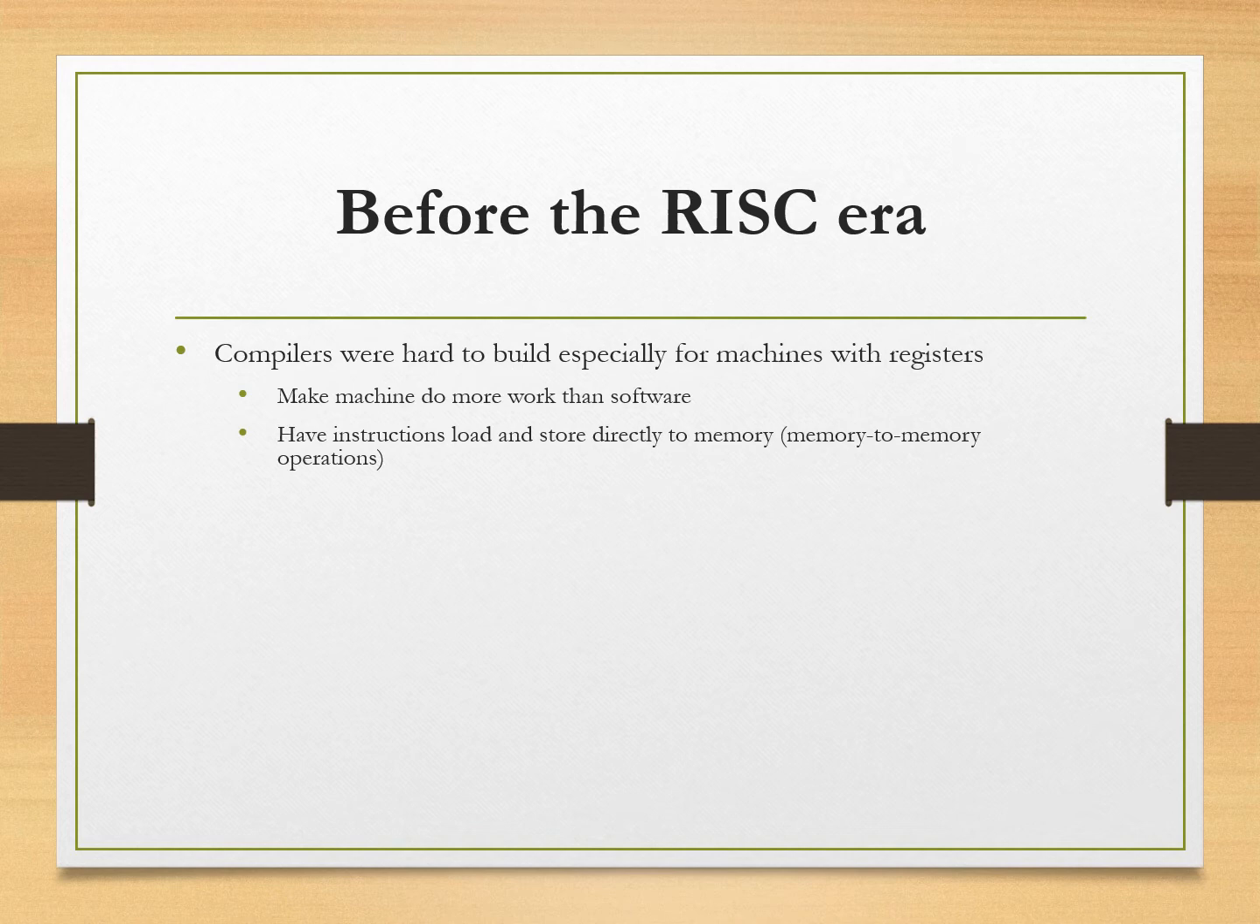Okay, because RISC is all about registers, it means that it didn't involve any memory to register transfer. CISC made the machine do more work than software. Okay, the task for the hardware itself is more than the software. It has instructions that load and store directly to memory. Okay, memory to memory operation.